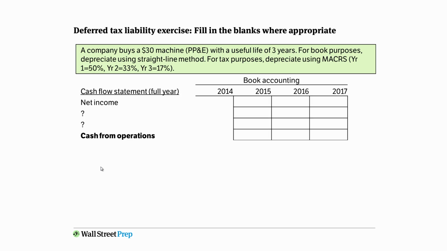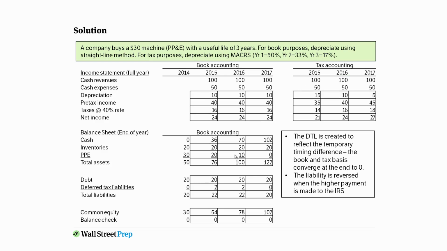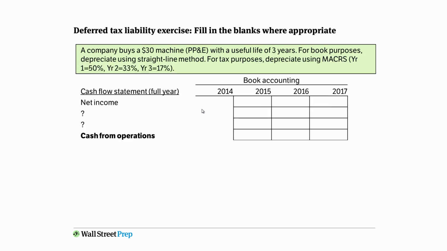At this point, I'd like you to also complete the cash flow statement for this exercise. Now, if you go back to the completed exercise, you'll see that we have the income statement on a book basis and the balance sheet on a book basis, which is what we just completed. And I'd like for you guys to build a cash from operations section.